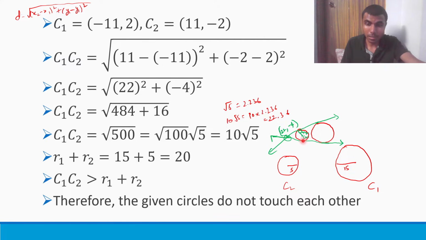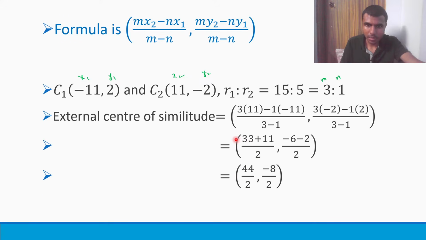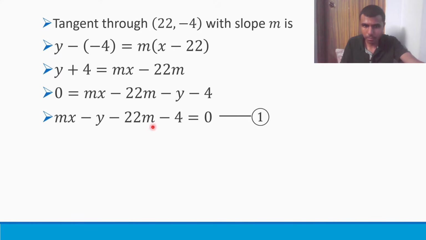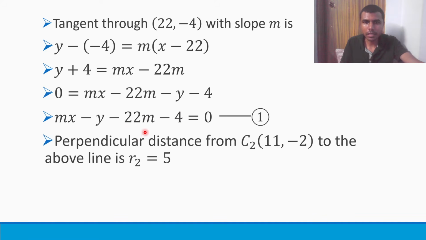So perpendicular distance from C2 to the line, what is our line, equation of line? That only, the 22x something, it's there, right? Is nothing but going to be R2. Okay, mx minus y minus 22m minus 4. Perpendicular distance from C2 (11, minus 2) to the above line is equal to radius, which is 5. Okay, fine. Chalo. Now again, we need a formula.